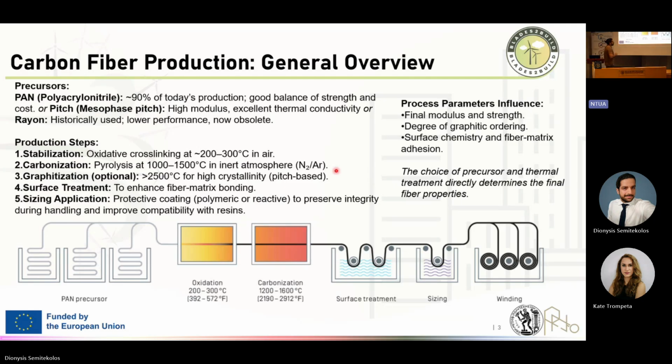We still need to perform some processes on the surface to make them endure everyday handling by the workers, but also improve their adhesion with the matrices that we use them with. I haven't said that yet, but probably you know, carbon fibers are not used in the fibrous format that we found them when we produced them, but we combine them with resins to make composites.